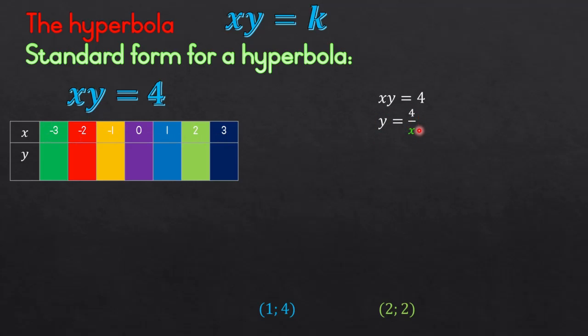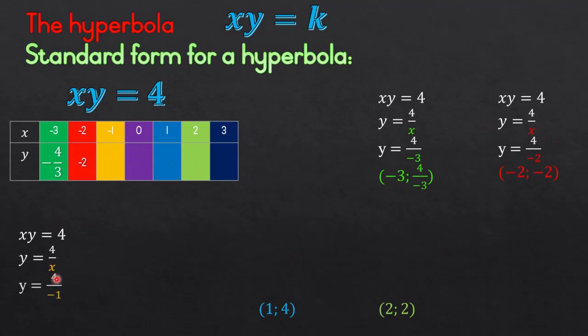So 4 divided by negative 3 gives me my y value. Again, we divide by negative 2, therefore our y value is negative 2. Divide by negative 1, therefore our y value is negative 4. Divide by 0 gives me undefined. Please see that if you divide by 0, you get undefined.